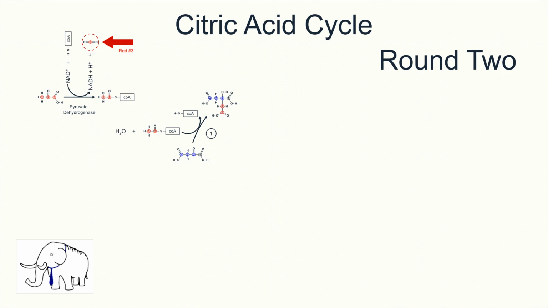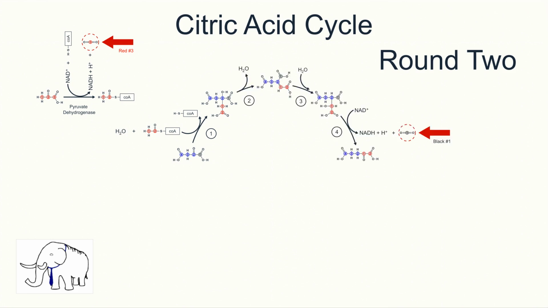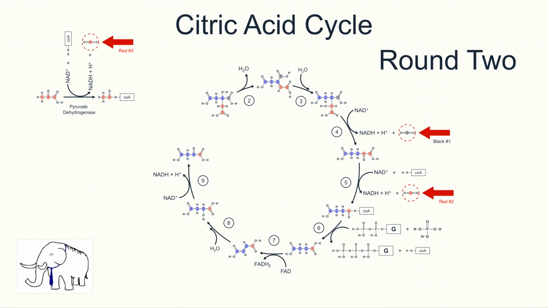so our new molecule of citric acid has 3 blue carbons, 2 red carbons, and 1 black carbon. This time the carbon dioxide we liberate in step 4 is black carbon atom number 1, which came to the party on the first acetyl-CoA molecule. And the carbon dioxide we liberate in step 5 of round 2 is red carbon atom number 2, which came to the party on the second acetyl-CoA molecule. At the end of round 2, the number 1 carbon on oxaloacetic acid is red.